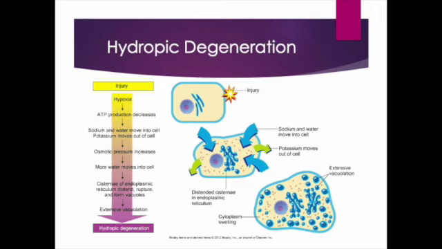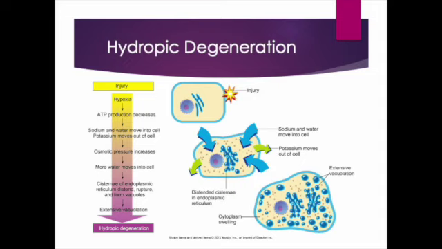The key takeaways of hydropic degeneration are that cells can accumulate too much water due to dysfunction. They can be reversed if the cause is corrected before the permanent damage happens, and often they're found in areas with edema where fluid accumulates in the tissue.